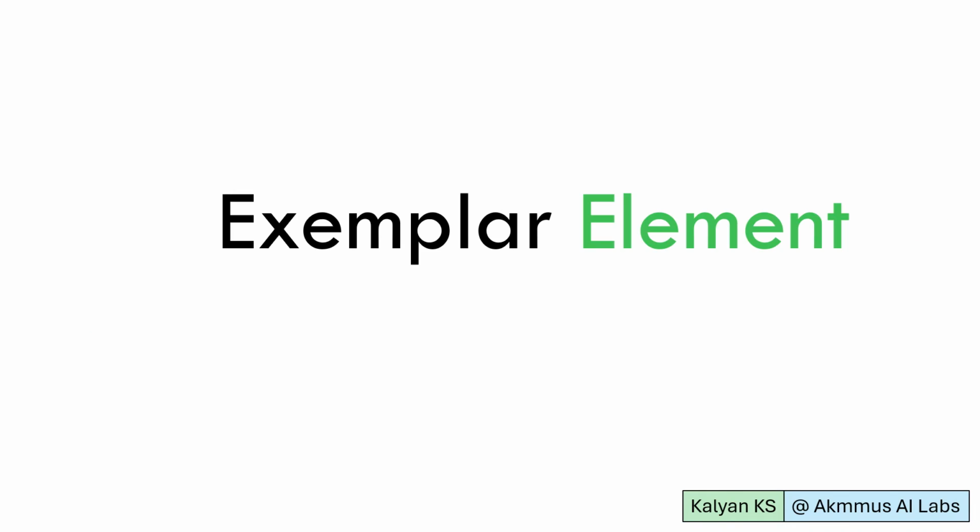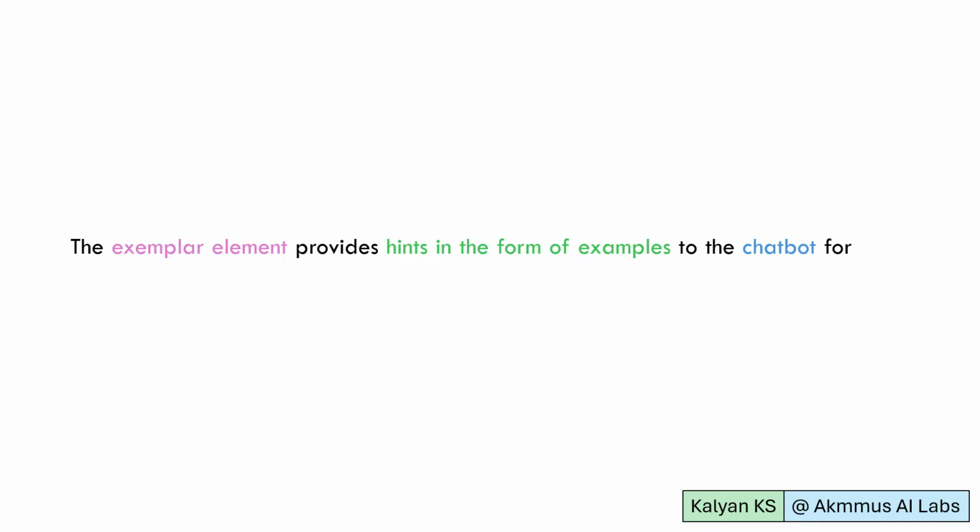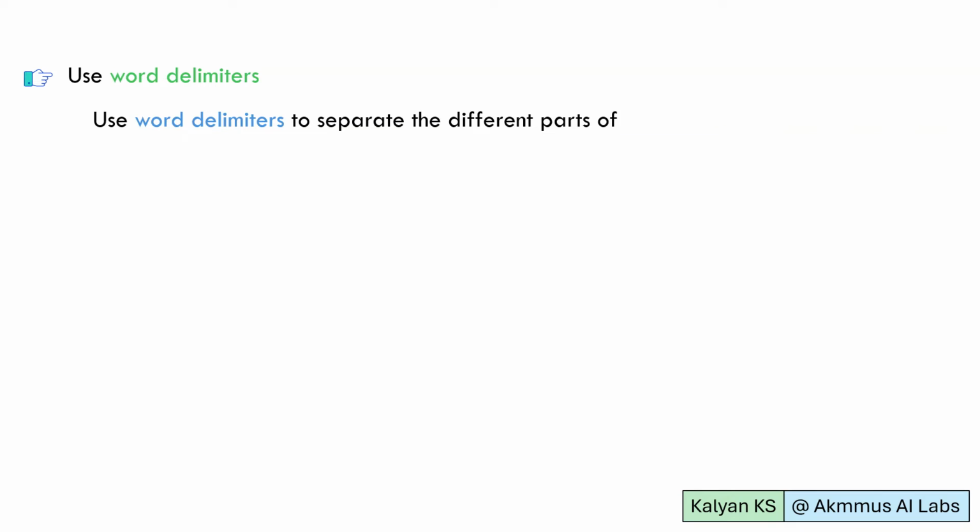Now, let us see how to craft the exemplar element. The exemplar element provides hints in the form of examples to the chatbot for desired output generation. Here are some of the tips to effectively craft the exemplar element. The first one, use word delimiters. Use word delimiters to separate the different parts of examples.